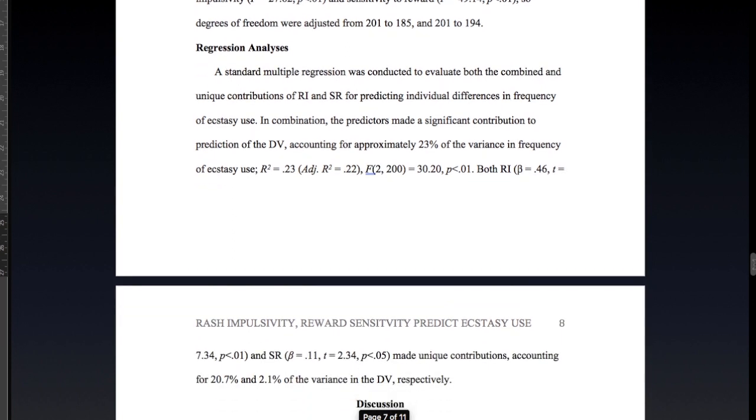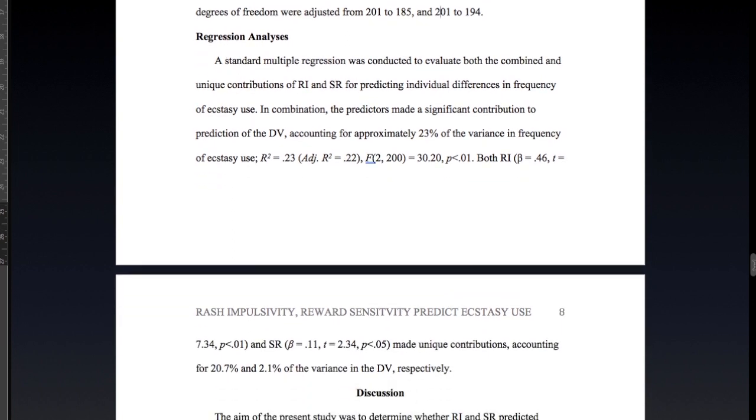Then we've got regression analyses. So this was relating to our hypothesis, where rash impulsivity and sensitivity to reward predict frequency of use. So anytime you're talking about prediction, you're talking about regression analyses, essentially. So a standard multiple regression was conducted.